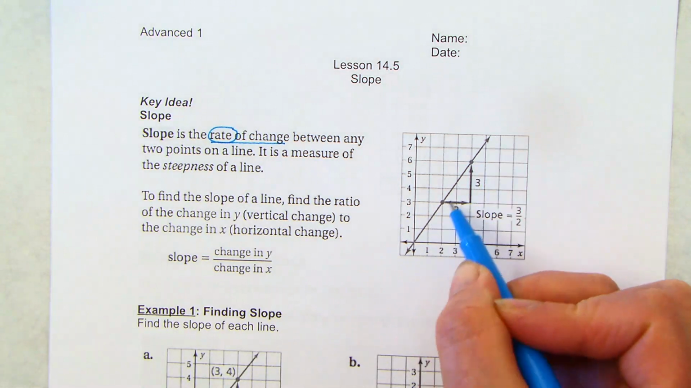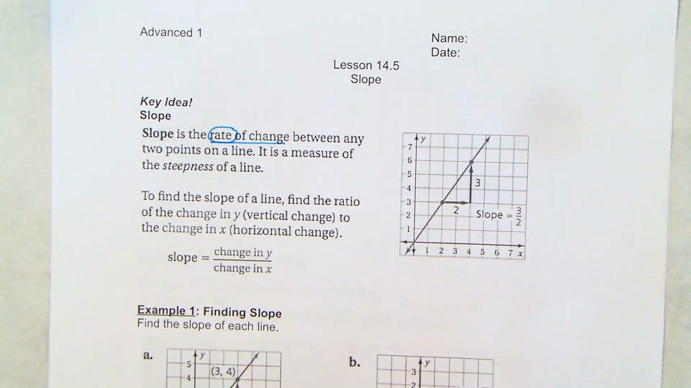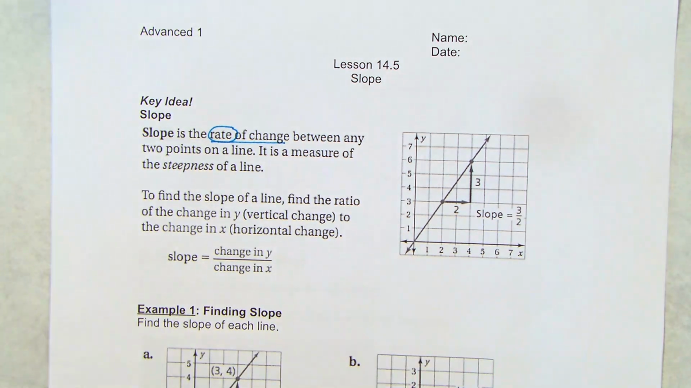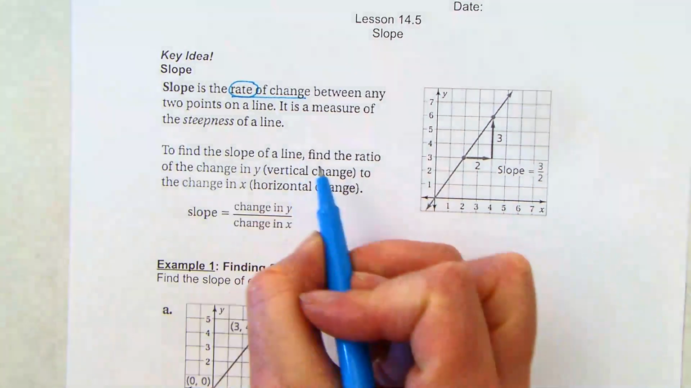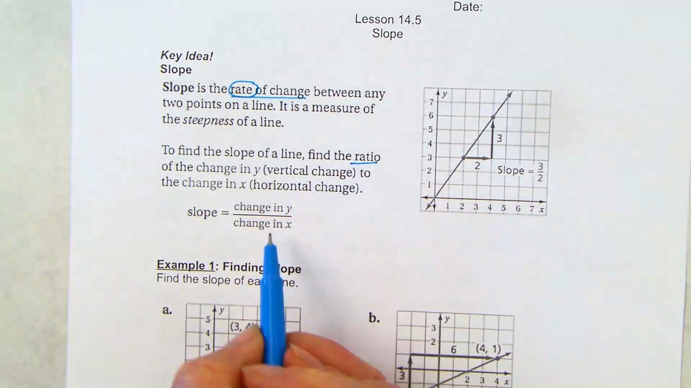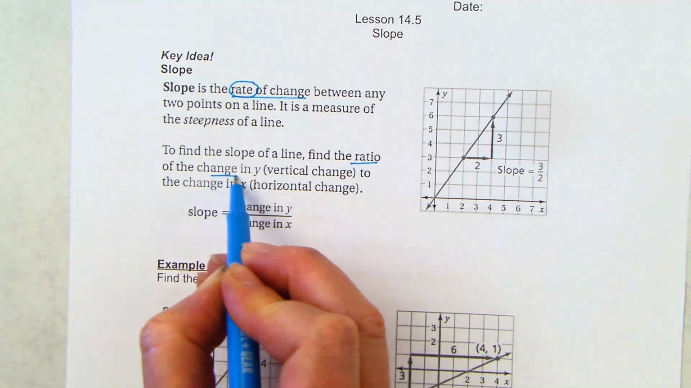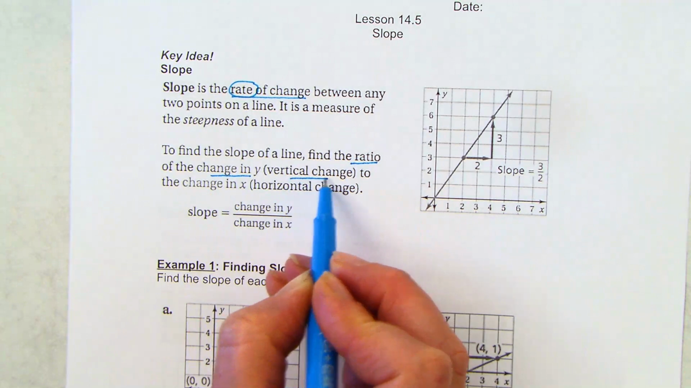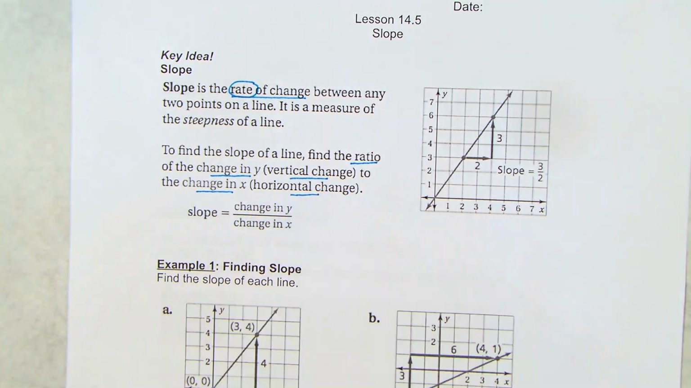So you can have something that is steep, or you could have a slope that was smaller and it would be a less steep line. To find the slope of a line, you find the ratio. A ratio looks like a fraction of the change in the y, which is the vertical change, to the change in the x, or the horizontal change.